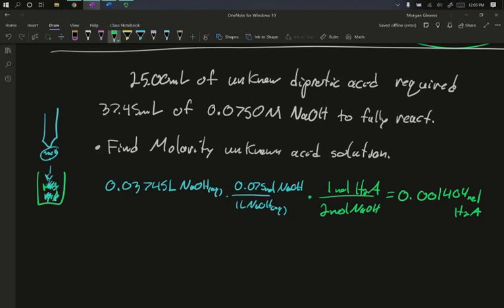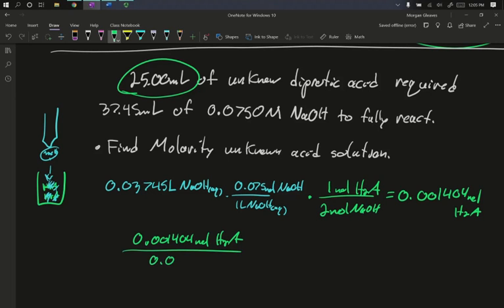So we have the moles of our diprotic acid. And we have the original volume of it, so 0.001404 mole of H2A over 0.025 liters of solution that it initially came from. So that initial solution had 0.056175 molar H2A with 3 sig figs.